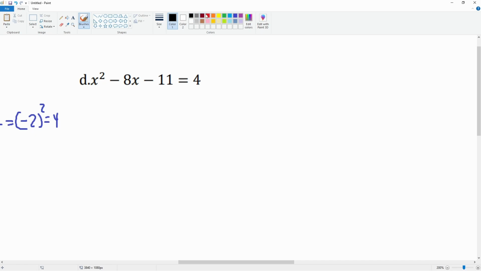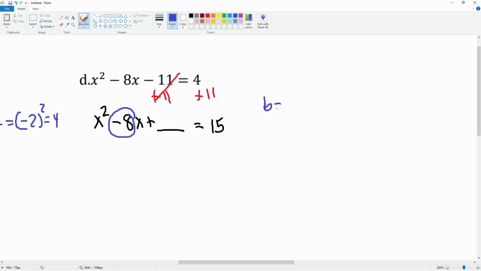We want to make this incomplete. To make this incomplete, we add 11 to both sides. This cancels, leaving you with an x squared minus 8x plus this gap, that's why it's incomplete, is equal to 4 plus 11, which is 15. Let's complete the square here. The b is -8. We divide that by 2, get you -4. We square that, -4 squared is 16. 16 is what we're adding to both sides to complete the square here.